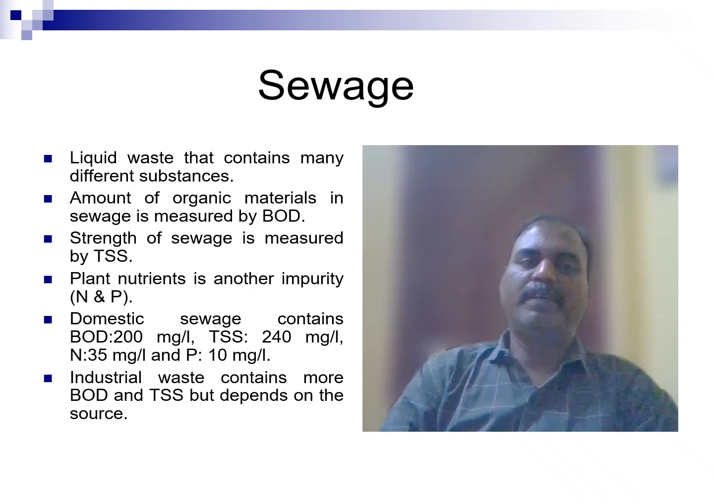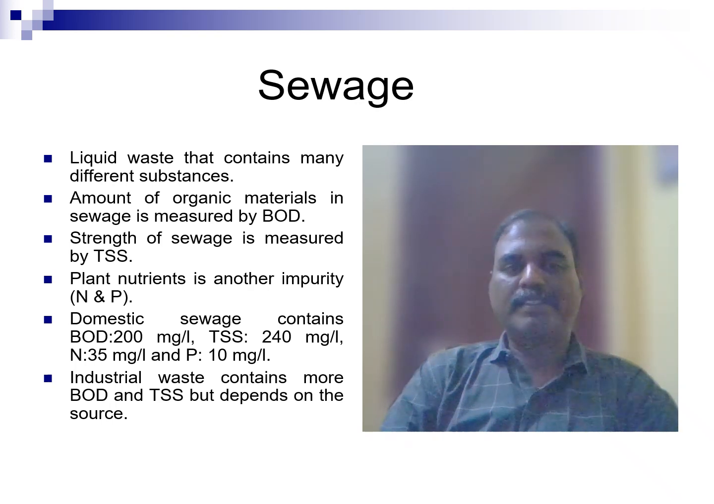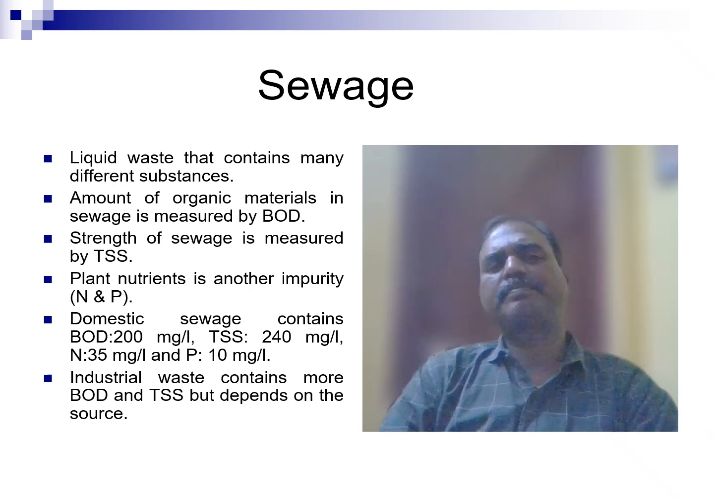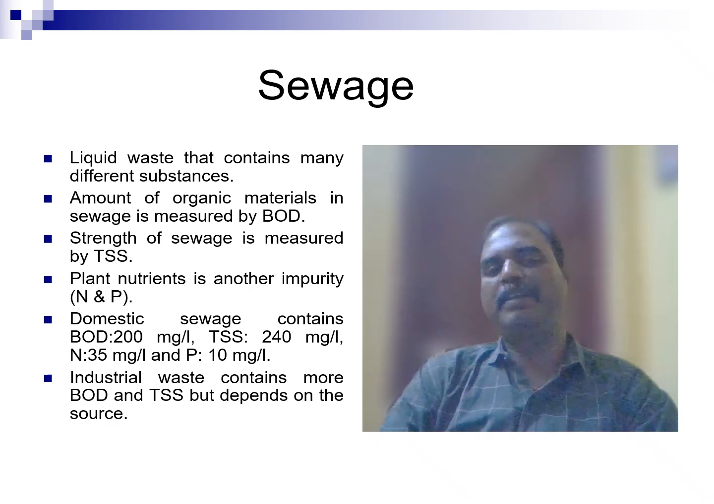The domestic sewage contains some parameters that may determine which methods are used to treat it. It is liquid waste that contains many different substances, so it depends on that. The amount of organic material in sewage is measured by biological oxygen demand. The strength of sewage is measured by the total suspended solids. Plant nutrients are another impurity, containing nitrogen and phosphorus. Domestic sewage contains biological oxygen demand 200 mg per liter, total suspended solids 240 mg per liter, nitrogen 35 mg per liter and phosphorus 10 mg per liter.